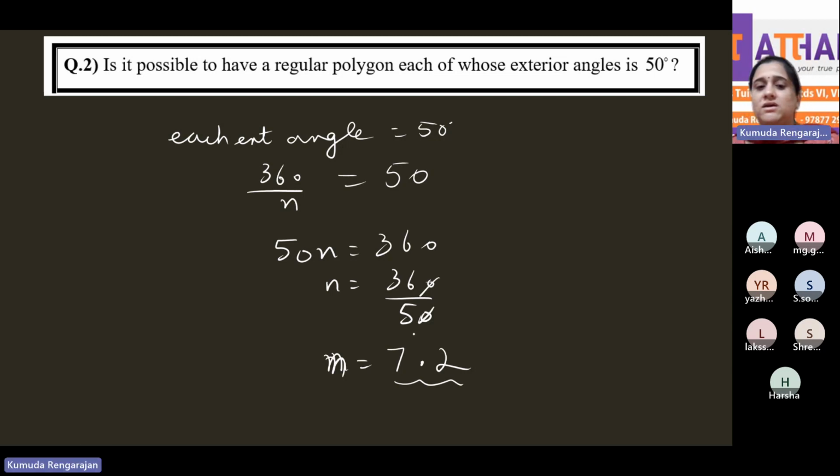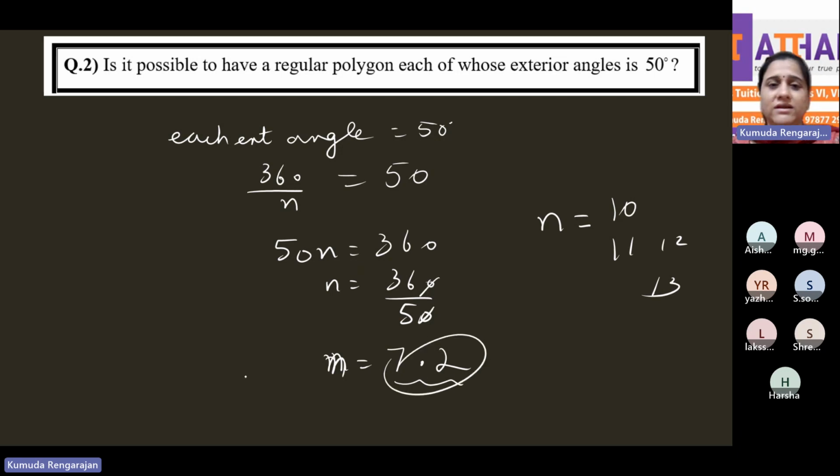It's not possible, because if it were possible, then the answer for n would be a natural number. It would be something like 10, 11, 12, 13. It will be a natural number. You should not get a negative value or a decimal value like this. Correct?